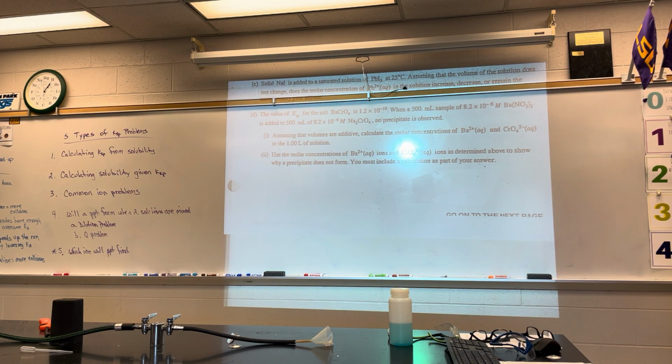Now this one's easier because it only gives you one thing. It says the value of Ksp for the salt barium chromate is 1.2 times 10 to the minus 10. When a 500 mL sample of 8.2 times 10 to the minus 6 molar barium nitrate is added to 500 milliliters of 8.2 times 10 to the minus 6 molar sodium chromate, no precipitate is observed. Assuming the volumes are additive, calculate the molar concentrations of barium and chromate.